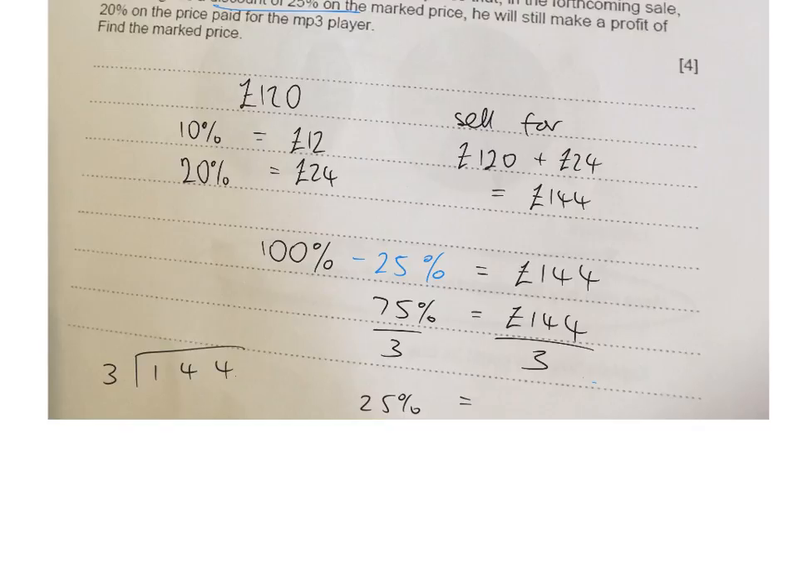So 3's into 1 don't go, into 14 is 4, remainder 2, and then 3's into 24 is 8. So I know that 25% is equal to 48. Now you could times both sides by 4, that's one way of doing it. In fact, that's what I will do, because times by 4 you were going to double it to get 96, and then we double that to get 192.